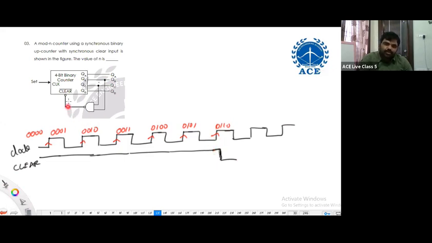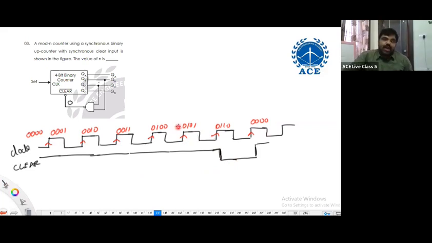Clear going to 0 means clear is enabled, but the clear operation will be performed at the next clock edge occurrence. Am I right? Does anyone have any questions? Because it is a synchronous clear. Is it possible to have a synchronous clear? Yes, we can have a synchronous clear input. Why? It is a synchronous counter. This is the clock for all the flip-flops. Yes, I can provide the clock for all the flip-flops at a common point of time.